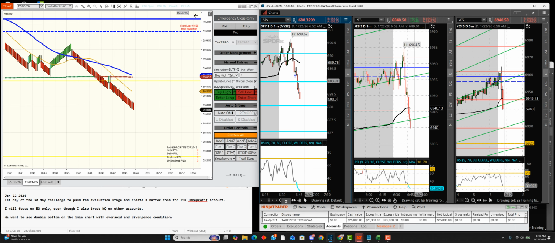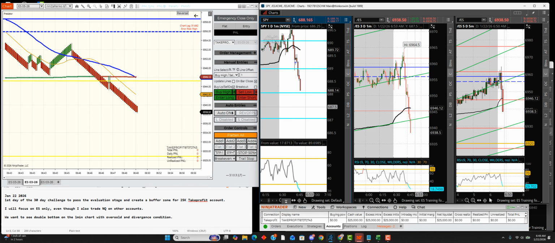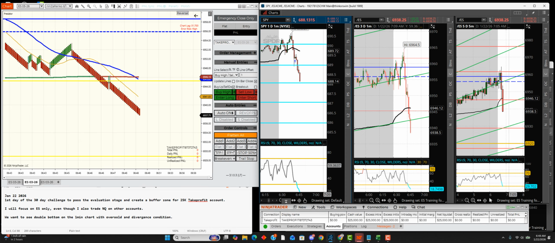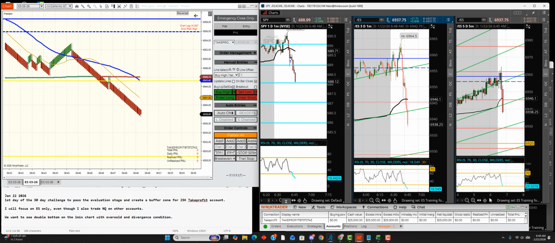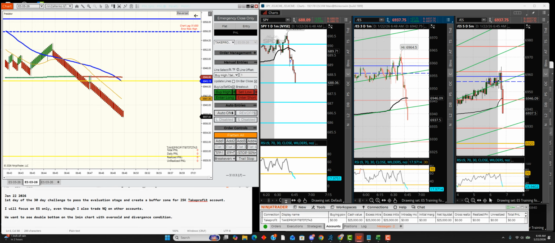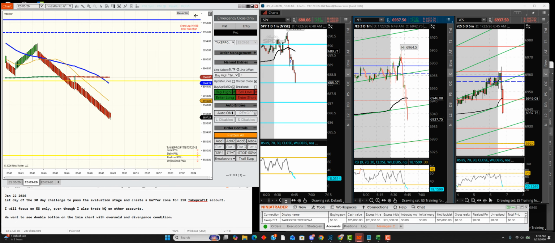So SPY broke the 689 level, now it's trying to touch 688 and it's pretty oversold, but it's still too early. Remember, most of the time I'm a reversal trader, so I just wait for the right opportunity to, in this case, buy the market when the time comes.